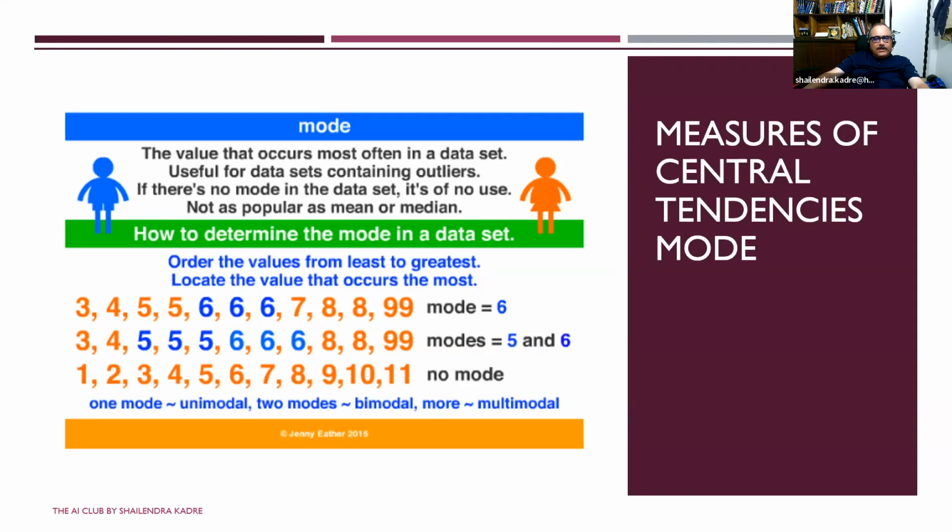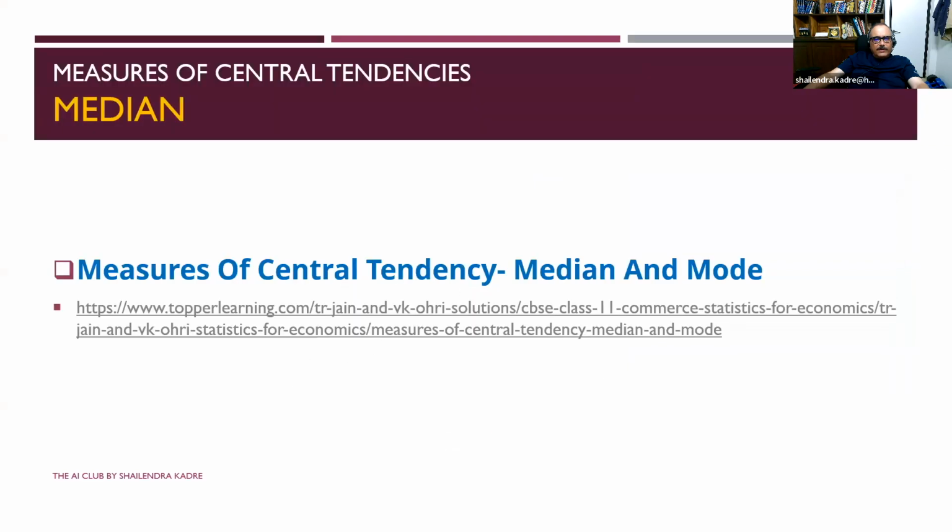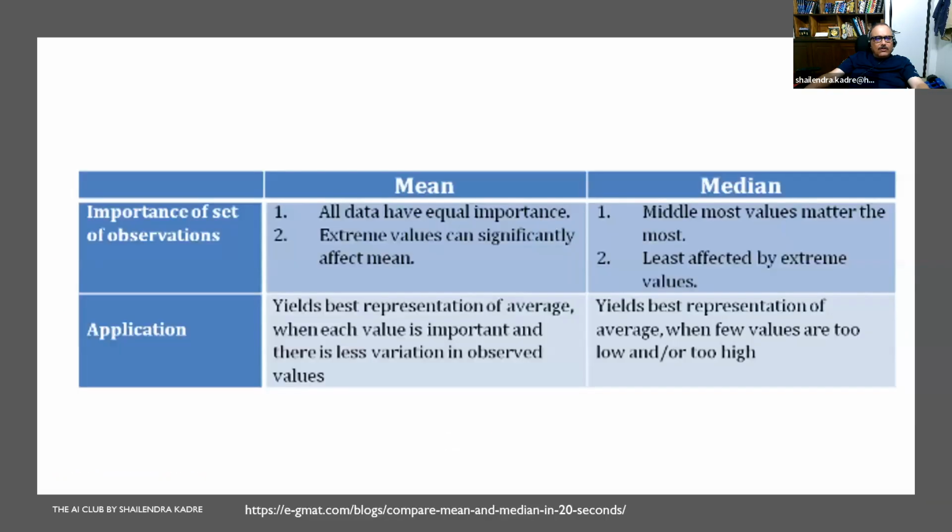So this is clear about mode. Now we'll take a couple of examples. Try to read with me. Importance of a set of observations. We are now comparing two things, mean and mode. First of all, see mean. Mean means all data is of equal importance. I already told you there should not be any outliers. If outliers are there, if the range is high, range means maximum minus minimum, there is no meaning of mean.